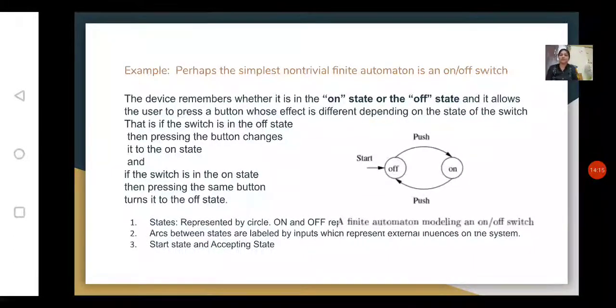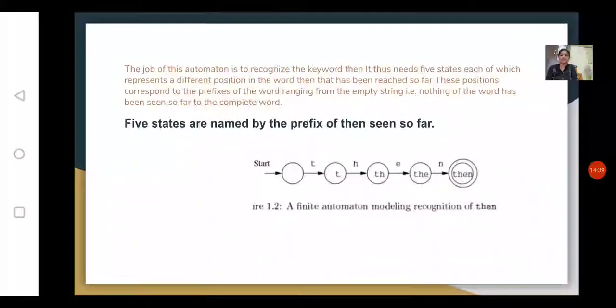The states are represented by the circles, on and off. Two states are there, and on the arcs between the states we have written push, which represents the external influence on the system, and the others are the start state and the accepting state. This is one of the basic examples.